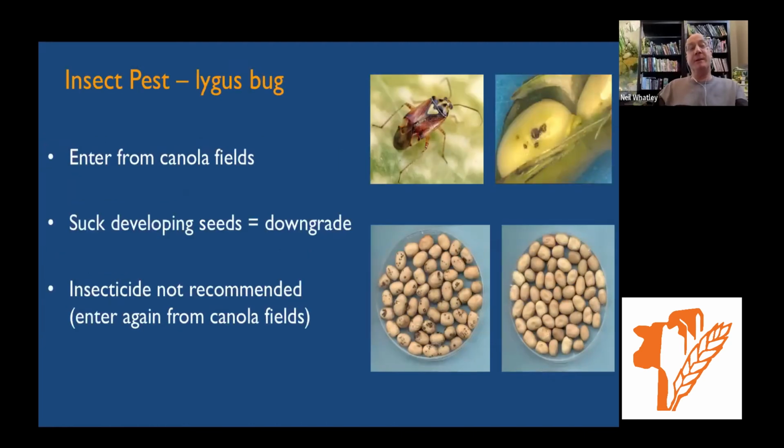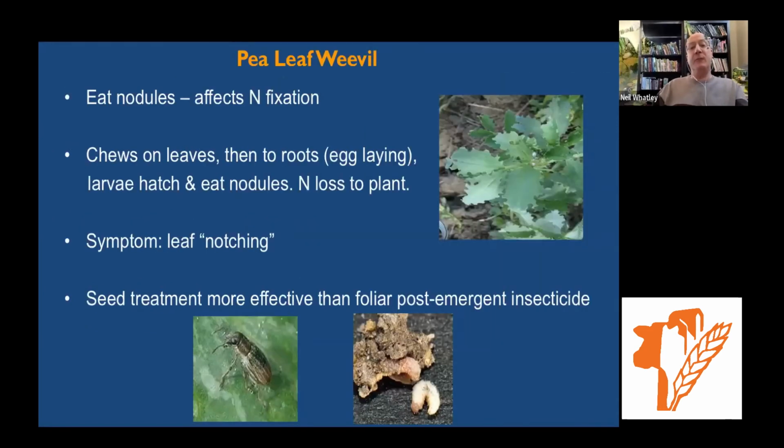As I said before, insect pests are pretty serious. Lygus bug enters from canola fields, and they suck the developing seeds, and you get downgraded. Actually, they say insecticide doesn't work that well, because you spray it and they just come flowing in from the nearby canola fields again. Pea leaf weevil is the most serious insect issue with faba bean now.